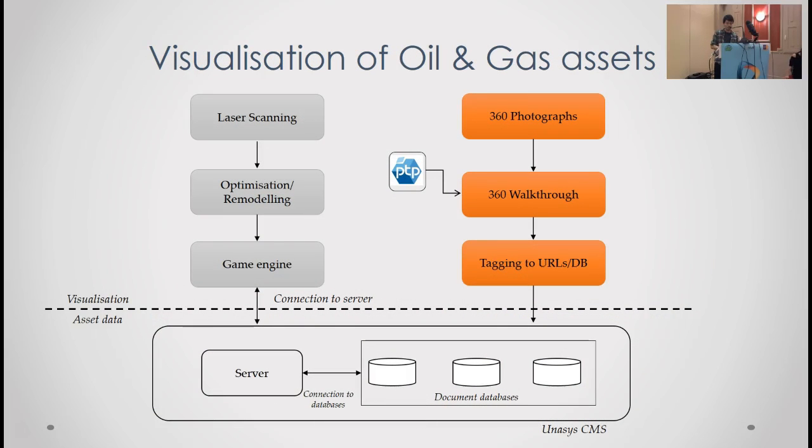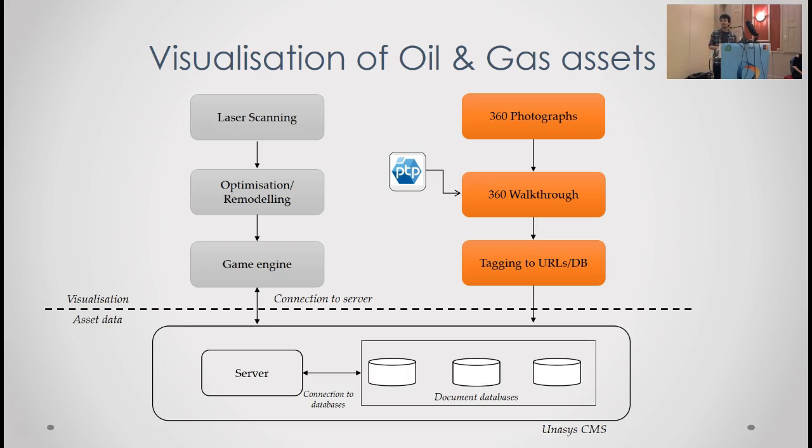The second approach is slightly different. This second approach, we actually applied it to our current decommissioning project, which is a large floating production vessel. For this one, we captured about 1,000 photographs of the topside, and we use a software called Panotour to bring the photographs together and develop a walkthrough.